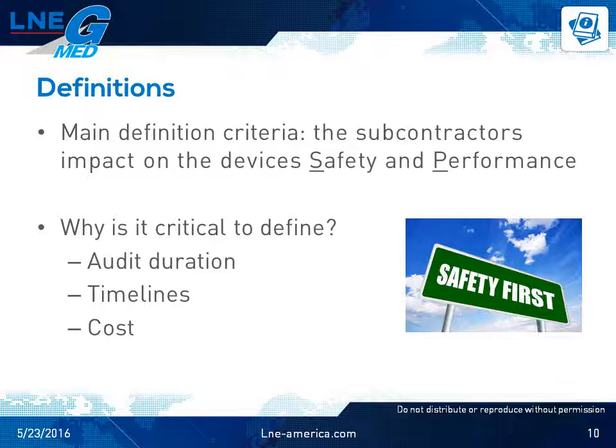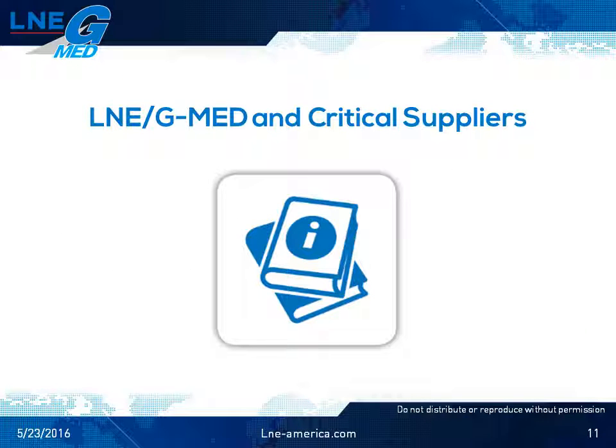From the few definitions we just went over, one can see that the main criterion is the safety and performance of the medical device. This begs the question of why it is essential for a legal manufacturer to identify the critical suppliers. The answer is that the impact of critical suppliers on the certification process can be substantial. The more information provided ahead of the certification process, the more predictable the timelines of an audit organization can be. So let's take a look at how we evaluate critical suppliers or subcontractors and include them in the certification process.